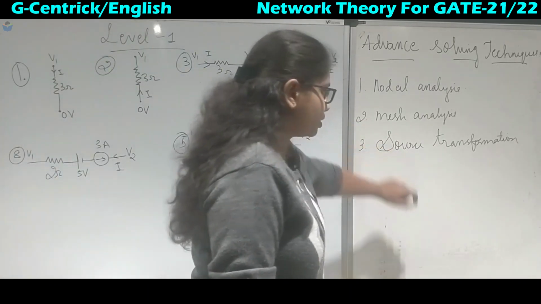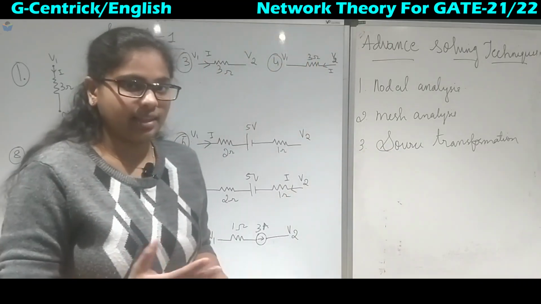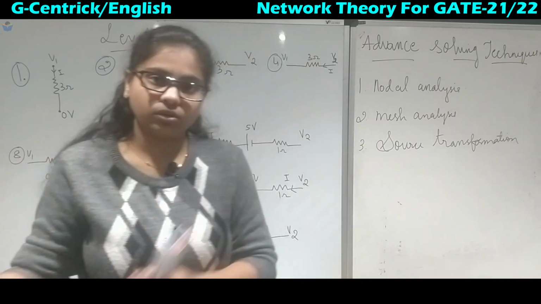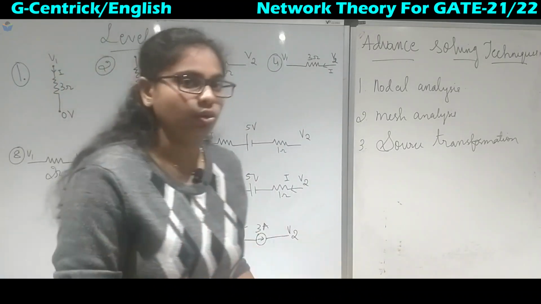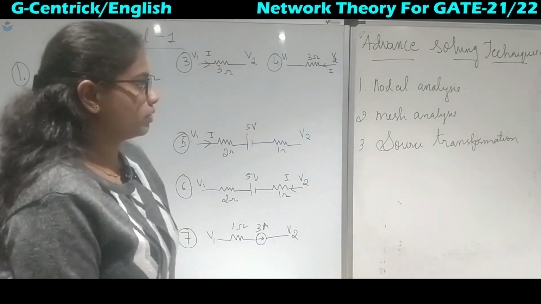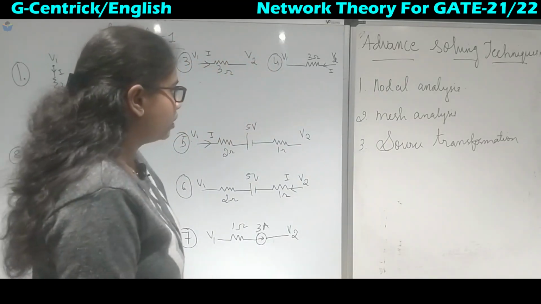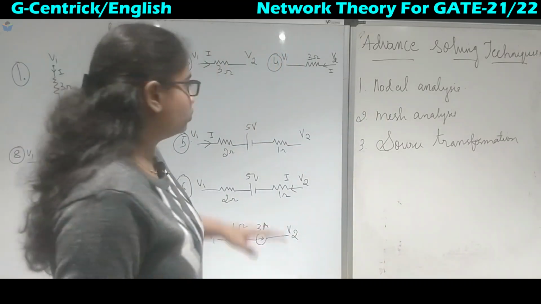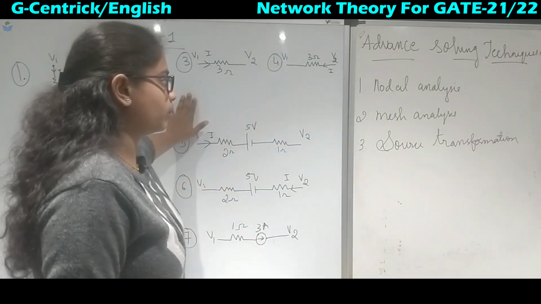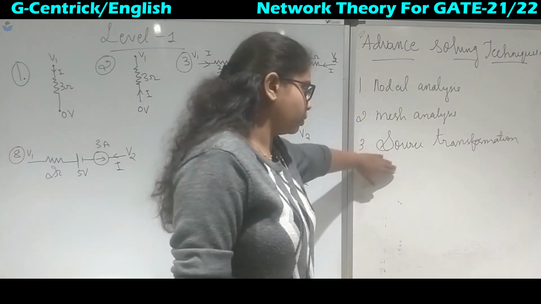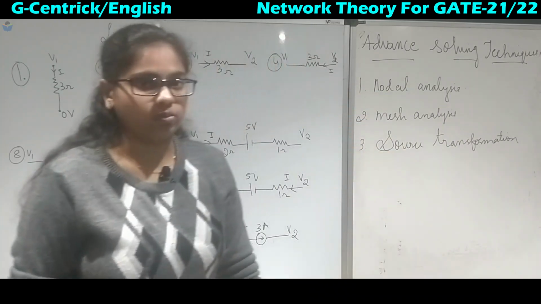Then the third one is source transformation. It is nothing but transforming a voltage source to a current source, or a current source to a voltage source. So basically these are the three types of solving techniques at the advanced level. Nodal analysis is divided into level 1 and level 2, and here is level 1, which we will discuss. We will start with nodal analysis, then move on to mesh analysis and source transformation.